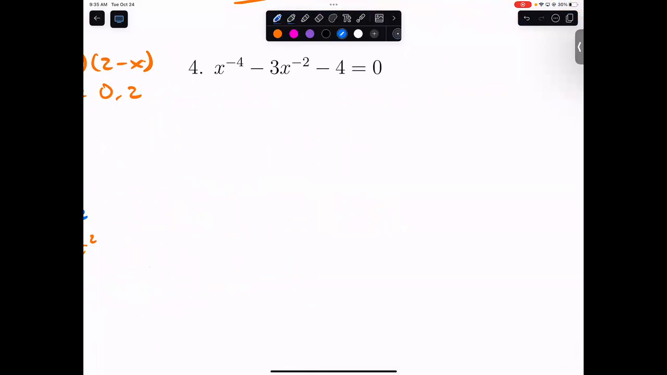Okay. 4 looks weird, right? 4 looks different than the rest of them, but what's going on there? Yeah, those negative exponents, those are reciprocals, right? Negative exponent means flip the thing upside down. So how would we rewrite this to make it look more in line with all the other stuff we've been talking about?